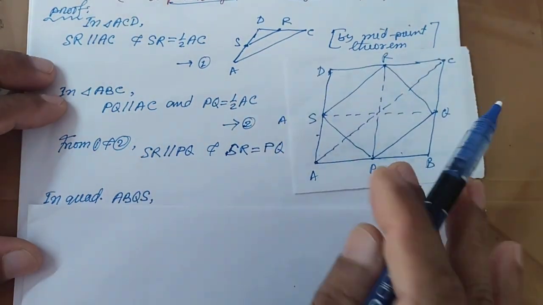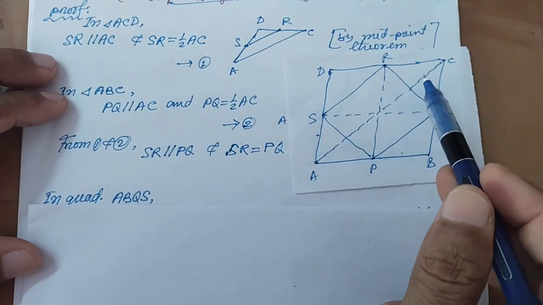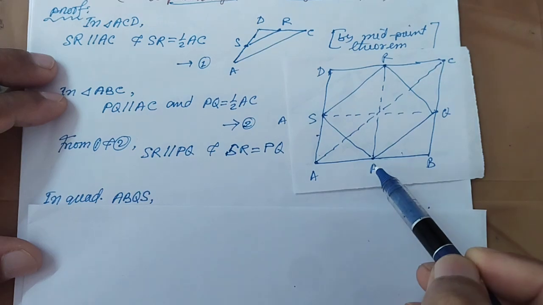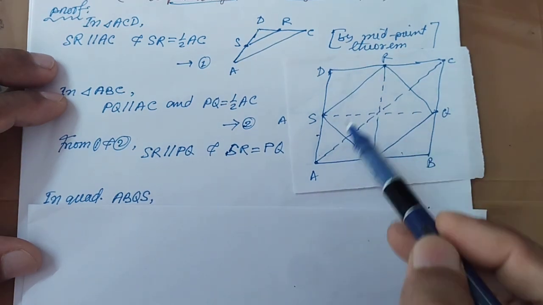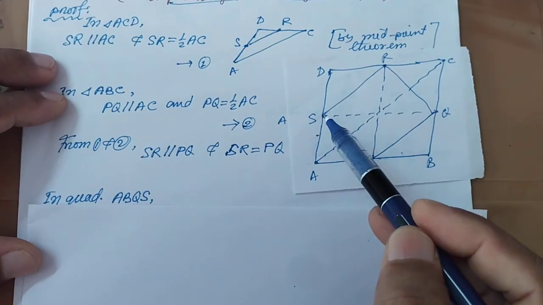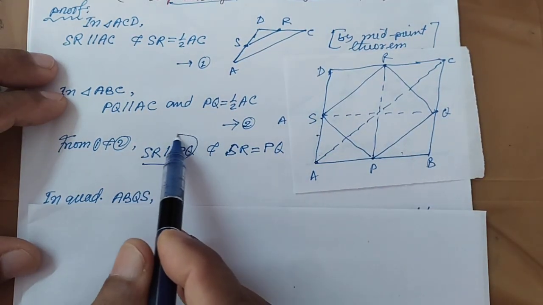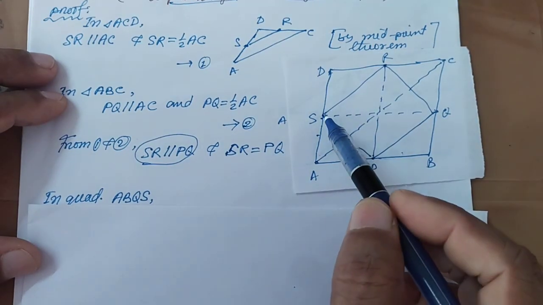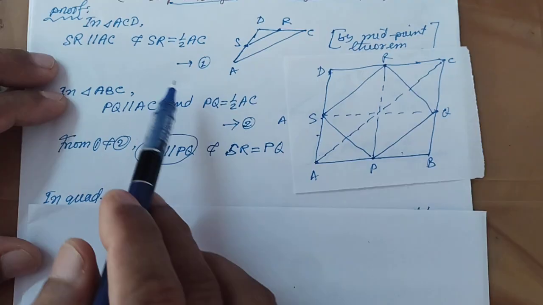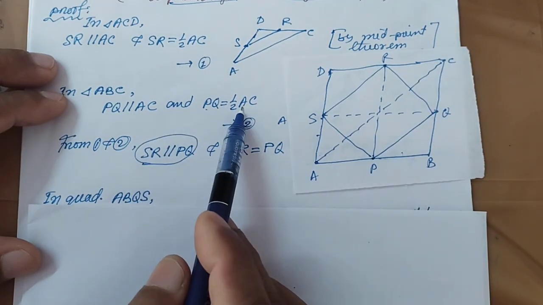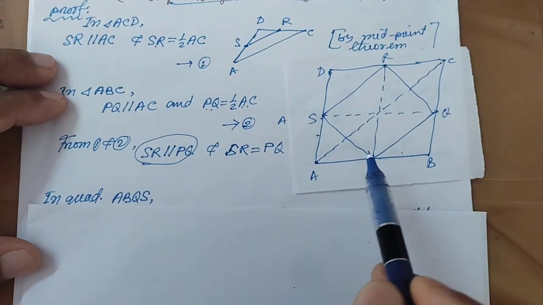From equation 1 we are getting SR parallel to AC, and in equation 2 we are getting PQ also parallel to AC. So SR parallel to AC, PQ parallel to AC. So SR must be parallel to PQ. It is written here. And also SR is half of AC, PQ is also half of AC. So the right sides are equal, so the left sides must also be equal. So SR equals PQ.